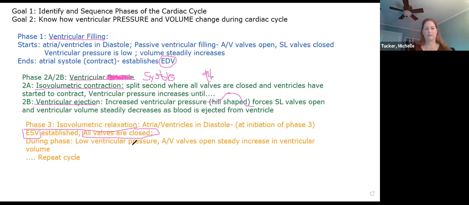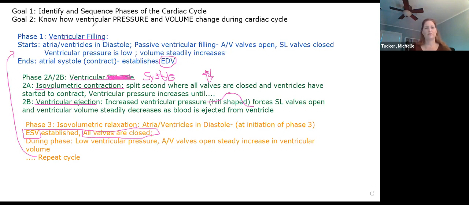During this phase, we have low ventricular pressure because they're repolarizing. The AV valves start to open once pressure gets high enough in the atria, and then we get a steady increase in ventricular volume as we start to repeat the cycle at ventricular filling.